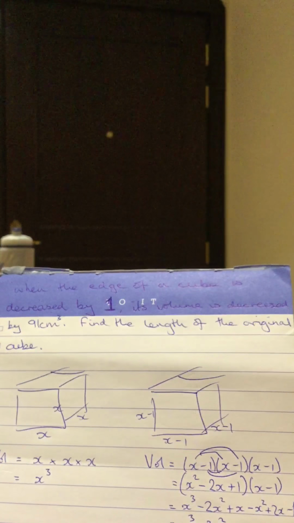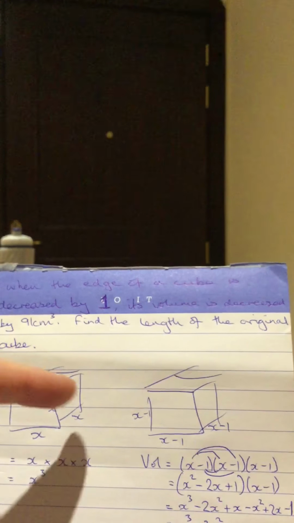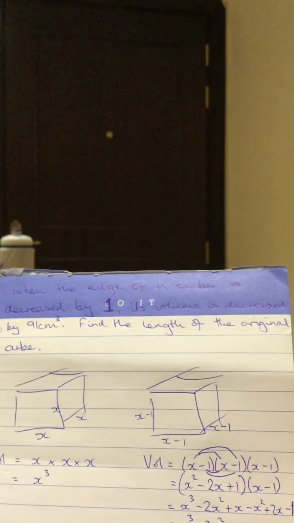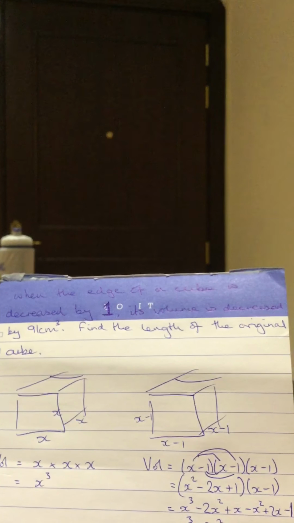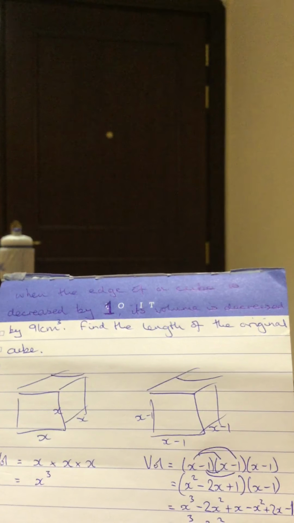So if you have a cube and you decrease the edge of it by 1, the volume decreases by 91 centimeters cubed. And your question is, what is the original length? So what did the cube start out as?